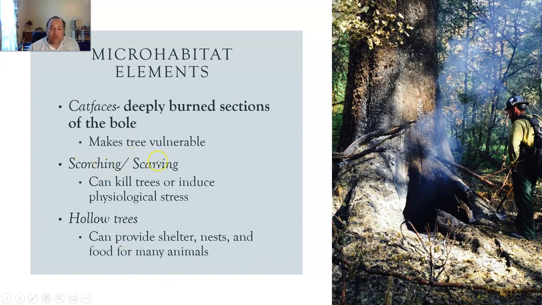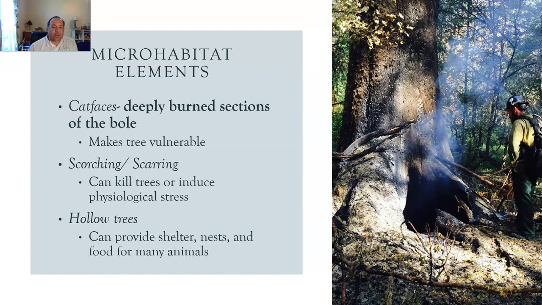You might get scorching and scarring on the trees that might kill the tree or induce some physiological stress, like bring in the bark beetles, which will then attack the tree. And, you know, maybe you only lose part of the tree. Maybe you lose the whole tree. Depends on how much scorching and what kind of species of tree and the residence time, lots of different things. And then, you know, what happens after that in terms of insects or fungus or whatever else might attack the tree.